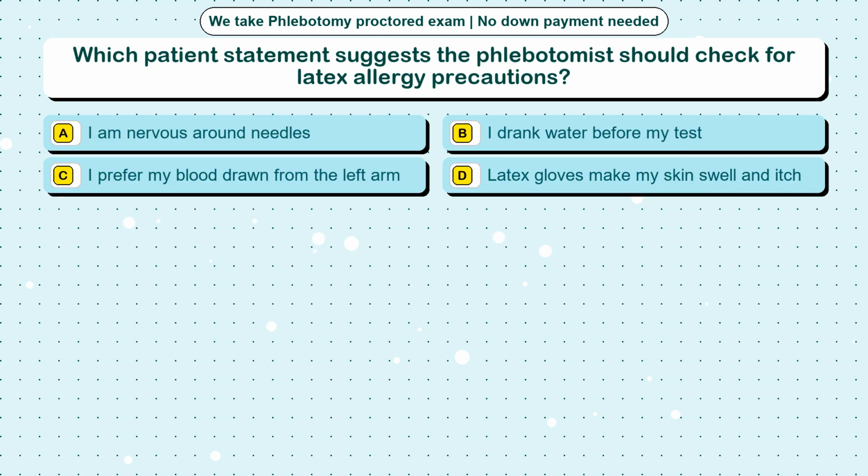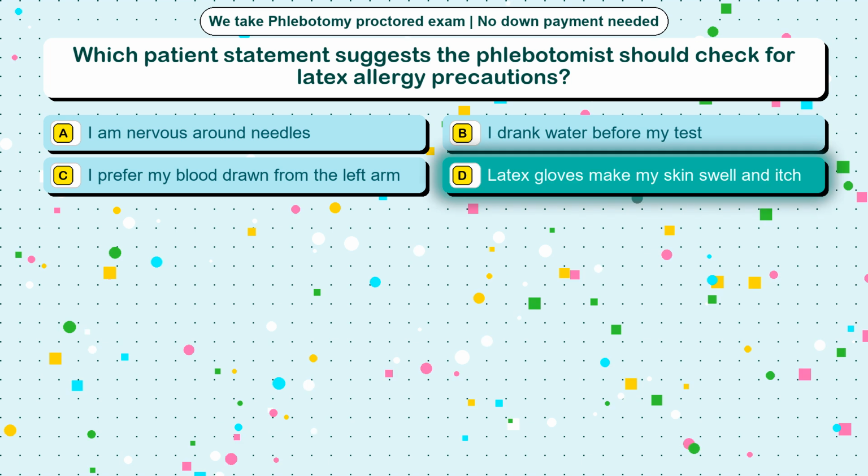Question 52. Which patient statement suggests the phlebotomist should check for latex allergy precautions? Option A. I am nervous around needles. Option B. I drank water before my test. Option C. I prefer my blood drawn from the left arm. Option D. Latex gloves make my skin swell and itch.